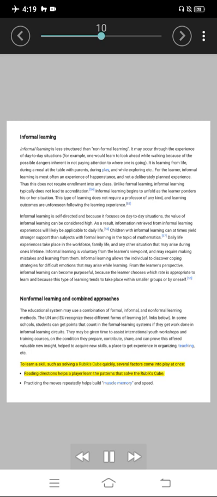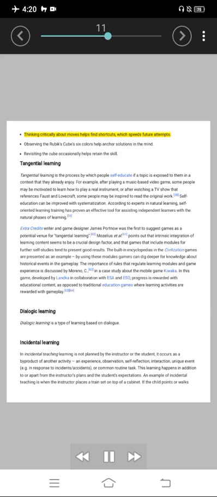Reading directions helps a player learn the patterns that solve the Rubik's Cube. Practicing the moves repeatedly helps build muscle memory and speed. Thinking critically about moves helps find shortcuts, which speeds future attempts. Observing the Rubik's Cube's 6 colors helps anchor solutions in the mind. Revisiting the cube occasionally helps retain the skill.